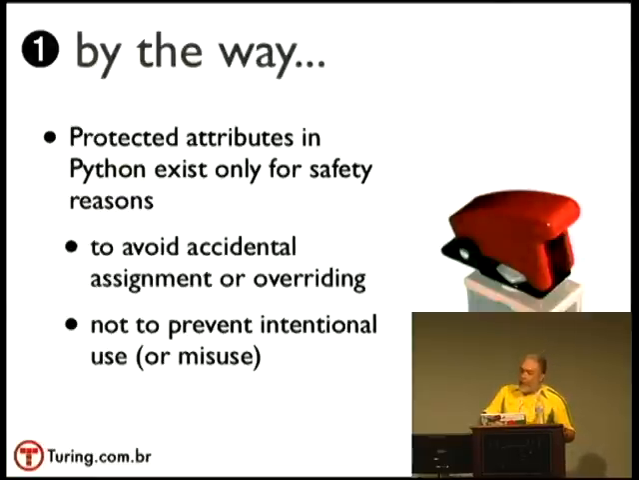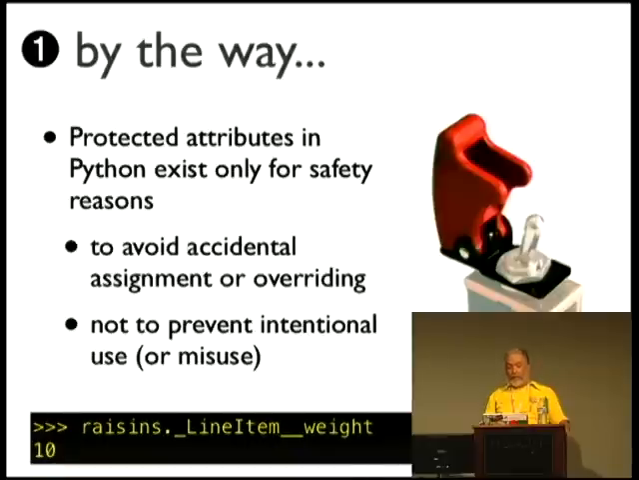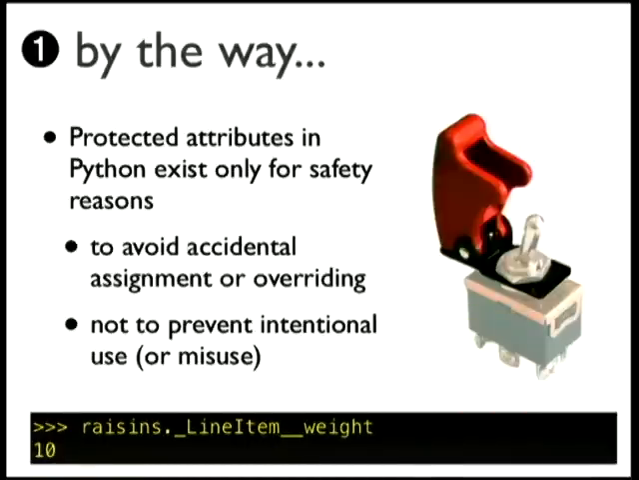Protected attributes in Python are not about security. They are about safety. It's like a safety switch. This red lid is not there to prevent some malicious person from toggling the switch. It's just there to prevent somebody from accidentally doing that. That's the whole philosophy of protected attributes in Python. People get scared because it's so easy to access them, like I'm doing down there. But if you're doing that, you're doing it on purpose. You really want to do that. So it's okay, you probably know what you're doing, right?